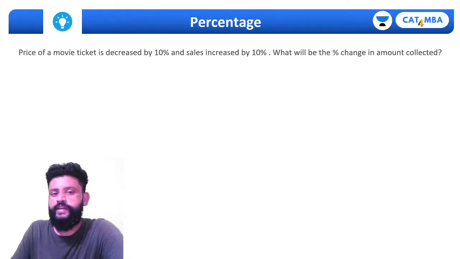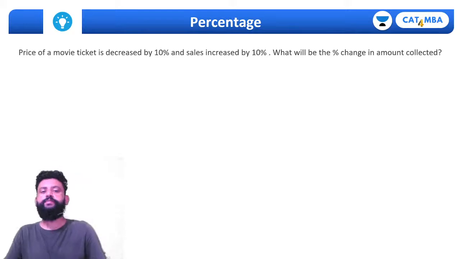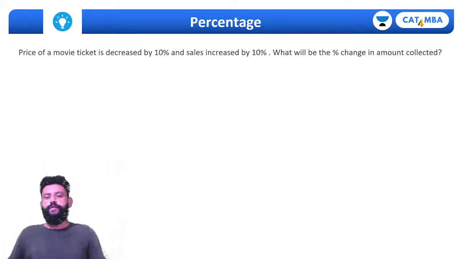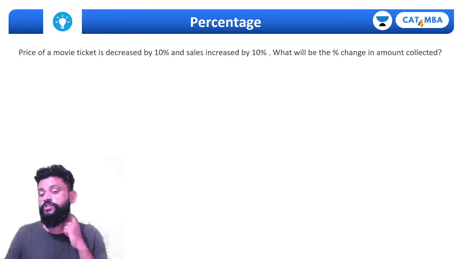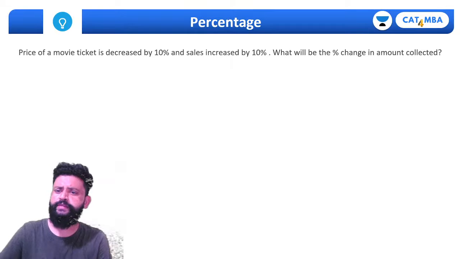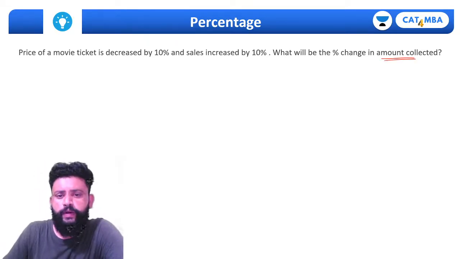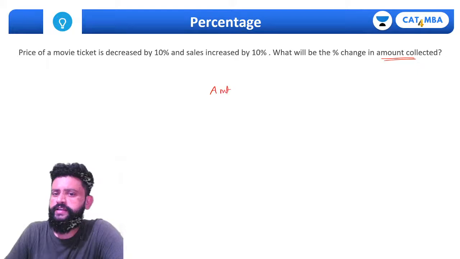The price of a movie ticket is decreased by 10% and the sales increased by 10%. Then what will be the percentage change in amount collected? तो सबसे पहले ये अमाउंट कलेक्टेड के बारे में सोचो. What will be the amount collected? अमाउंट कितना आएगा ये कैसे पता चलेगा?